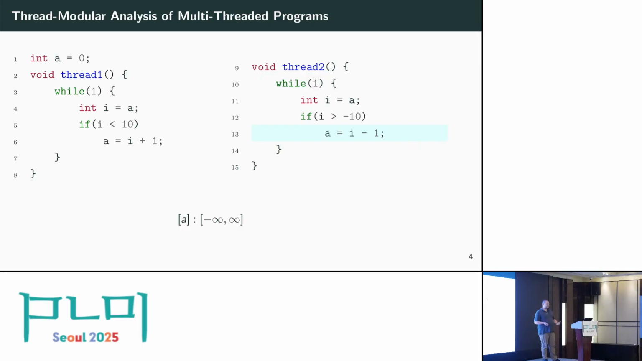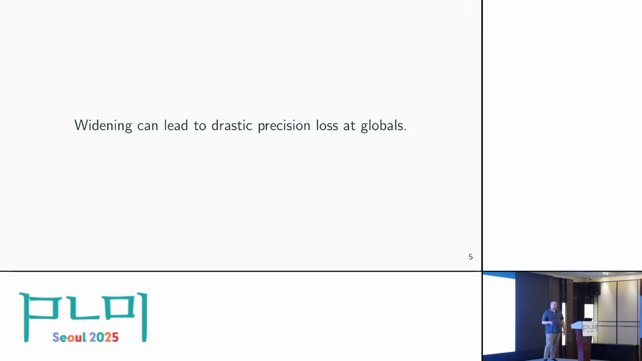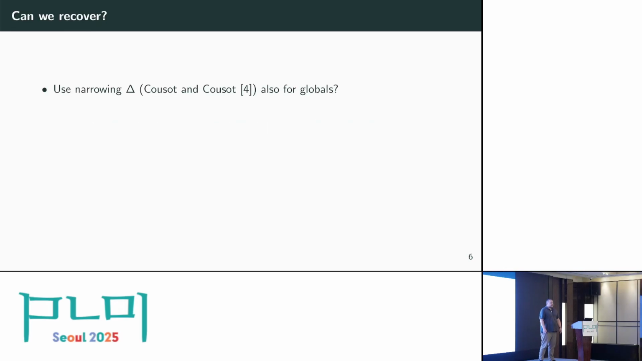So it's nice, our analysis terminated, but it is actually not what we hope to find out. It turns out that widening at these globals can lead to a drastic precision loss at the globals. Now, of course, the problem with widening is not new, so people have proposed solutions.